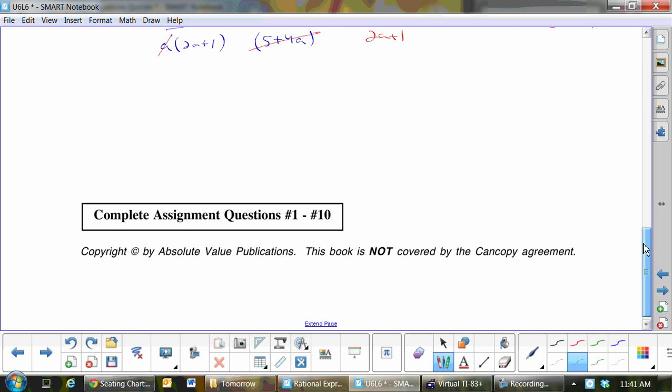Okay, so 1 to 10, just do the A, C, E, and so on. And you can omit 5, 9, and 10. So I haven't given you many questions because they're pretty in-depth. So work through them slowly.